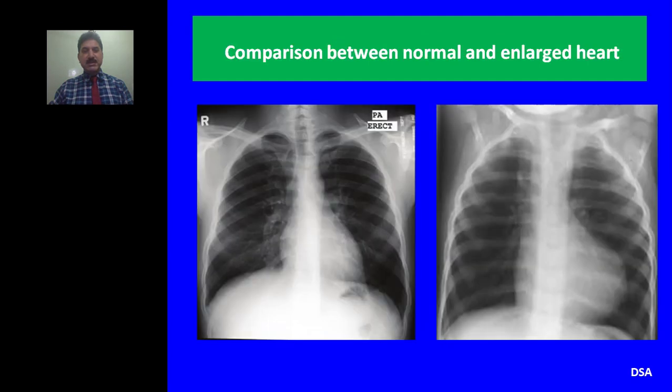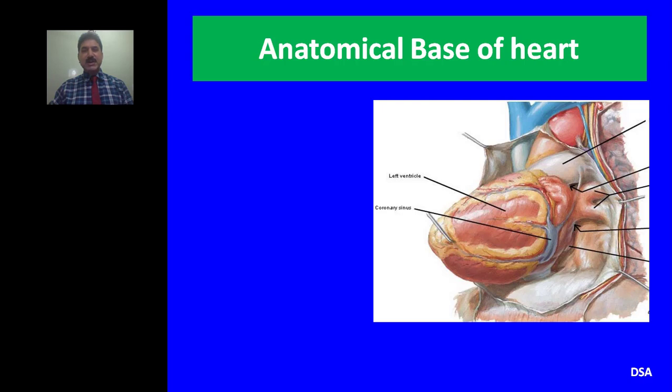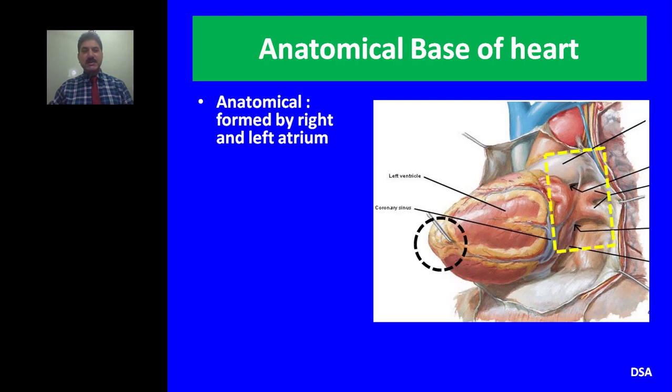Let us compare between the normal and enlarged heart. As shown in this X-ray, apex of the normal heart lies inside mid-clavicular line in the fifth intercostal space, whereas the apex of the enlarged heart lies outside mid-clavicular line. What is anatomical base of the heart? Anatomical base of the heart is formed by right and left atrium, whereas apex is alone formed by left ventricle.